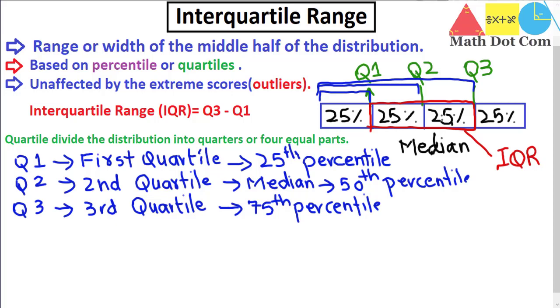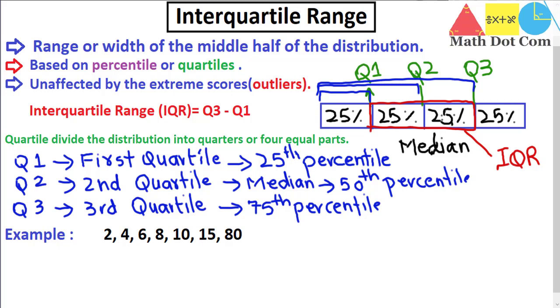Let's see how we can find the interquartile range if we are given a data set, and what is the method of finding it. Let's have an example. Here we have a data set. This data set is already arranged. You have to arrange the data set before finding the interquartile range. So it is already arranged.